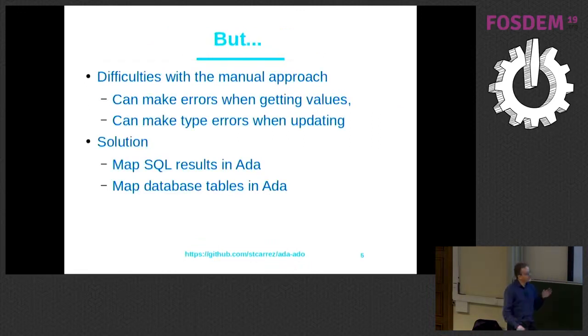But there are difficulties with this approach. You can make mistakes in the index of columns, you can make mistakes in types when you get values, and also when you want to update something, you can make mistakes when you insert values in your database. So the solution was to map the results that I presented before directly in Ada, and map database tables directly in Ada.